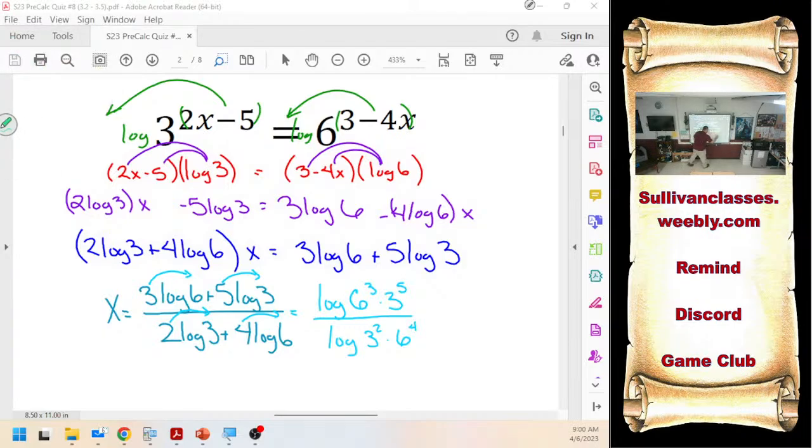So, who's got that calculator mojo? Log a big over log a big.